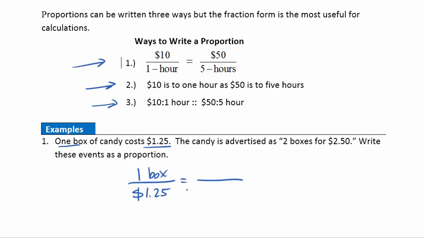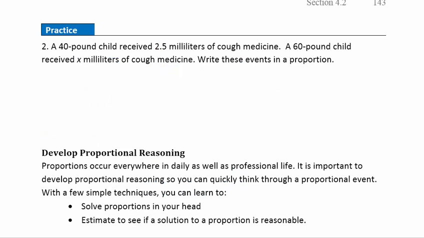Now I want to write the other side of this rate here. Notice I have the units of boxes up top and dollars in the denominator. I want to write this other side the same way, because if I don't write the same units, then there's no way these two rates could be equal. So then I would say up here, 2 boxes is to $2.50. Go ahead now and pause your video player and answer this practice question. When you're done, hit play to see how you did.